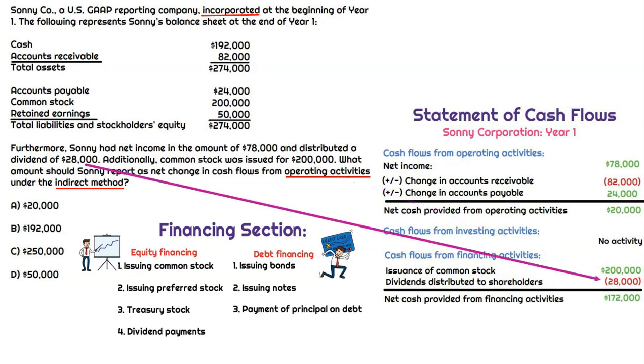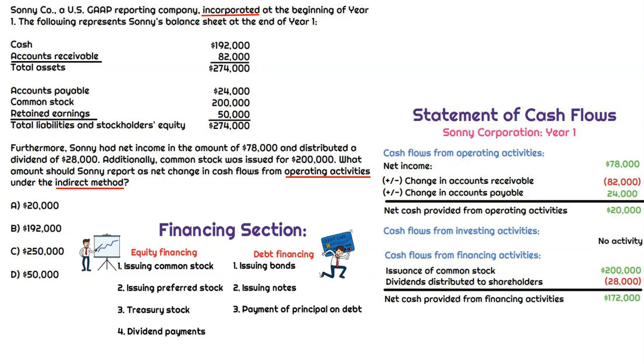And then the other item is dividends distributed to those shareholders. Now, this probably happened at the end of the year based on actual net income that was generated, right? And this is going to be a financing activity, right? You can see it's number 4 under equity financing. And when we pay dividends to shareholders, that's an outflow. And that's going to be a $28,000 outflow. So those are the only two items. That means the net cash provided from financing activities was $172,000.